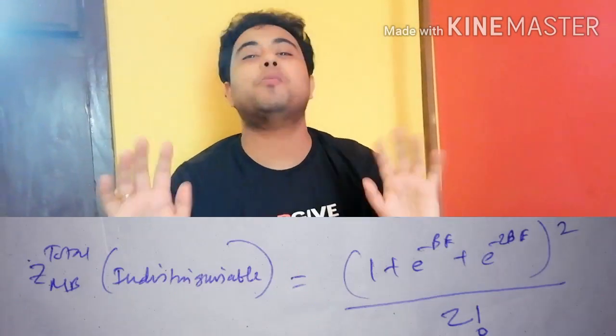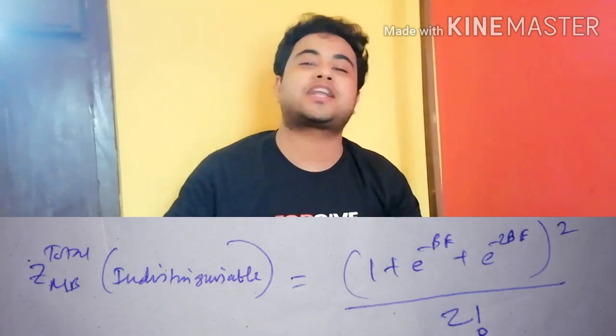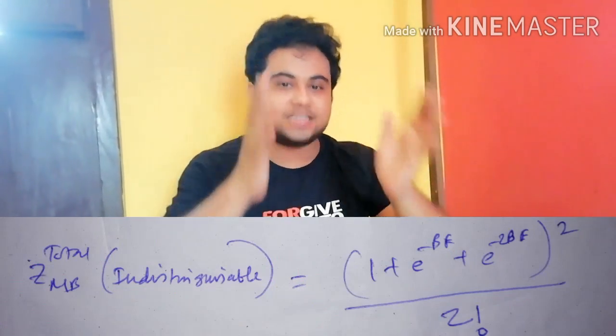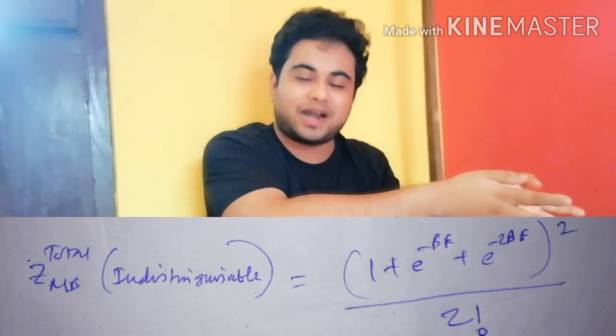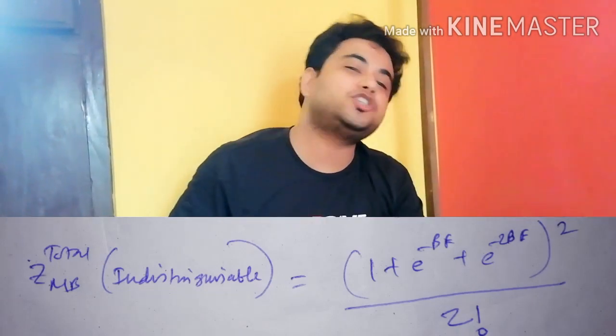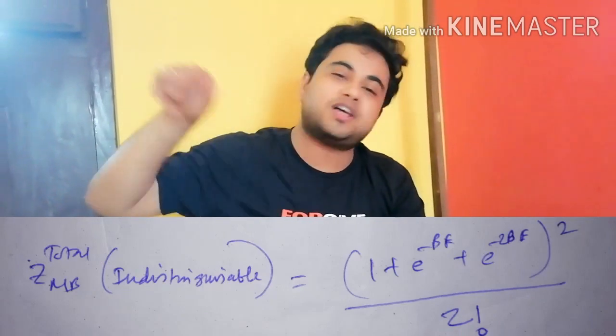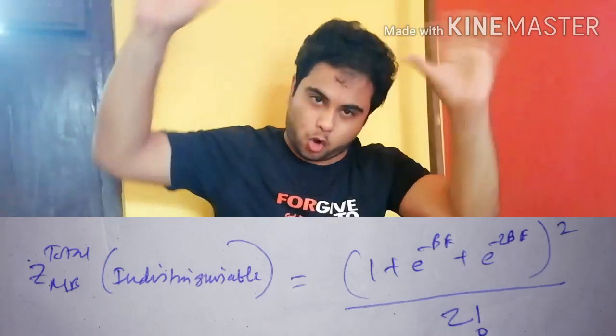But if A and B are indistinguishable in nature, we have to put a 2 factorial in the denominator. Then the partition function for indistinguishable classical particles will be (1 plus exponential minus beta E plus exponential minus beta 2E) whole square divided by 2 factorial. This will be the case for Maxwell-Boltzmann distribution.